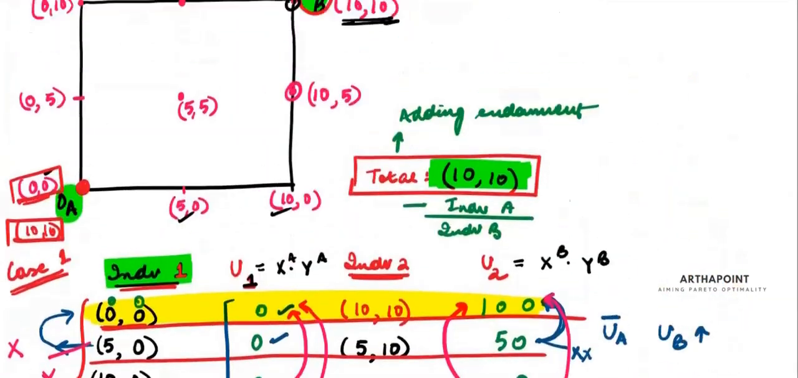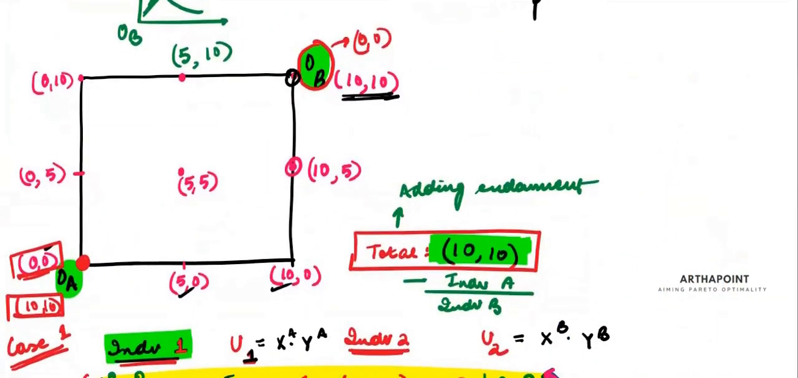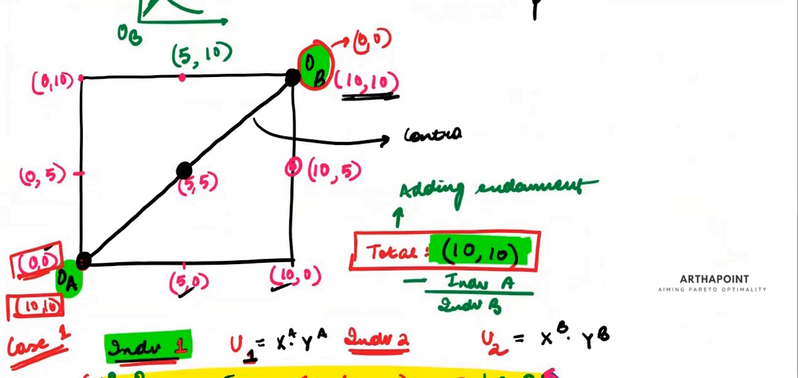So what have we got? We have got that this is Pareto efficient. This is Pareto efficient. This is Pareto efficient. When you join all such Pareto efficient points, what you get is called the contract curve. So the set of all Pareto efficient points joined together is called the contract curve.